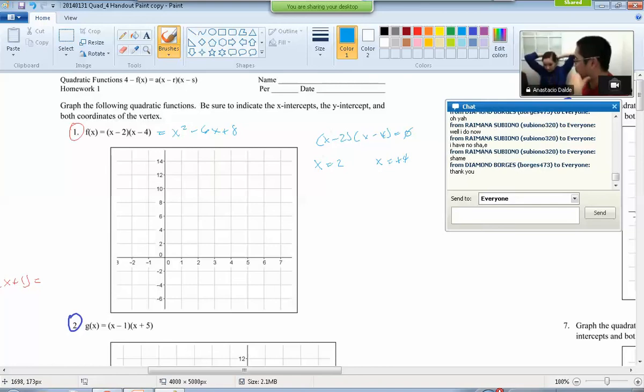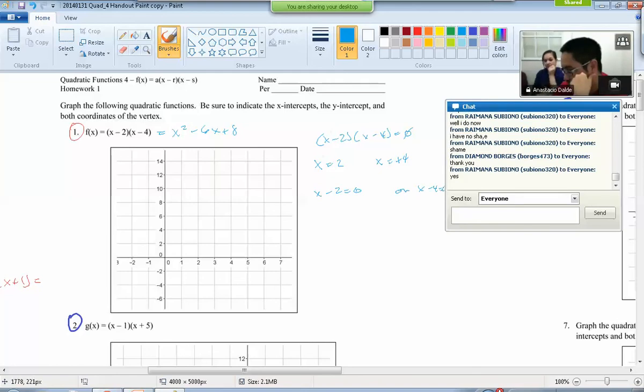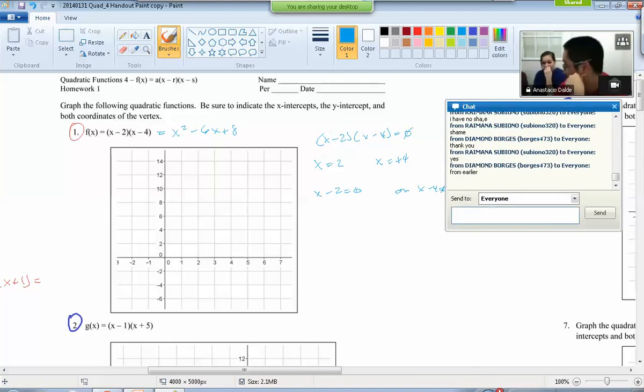But anyway, do you guys understand how she got positive 2 and positive 4? All she did was set x minus 2 equals 0, or x minus 4 equals 0, and this tells you x equals 2 and x equals 4.